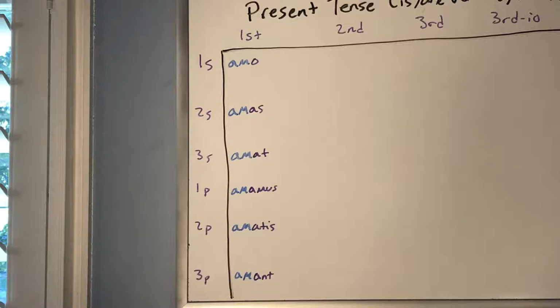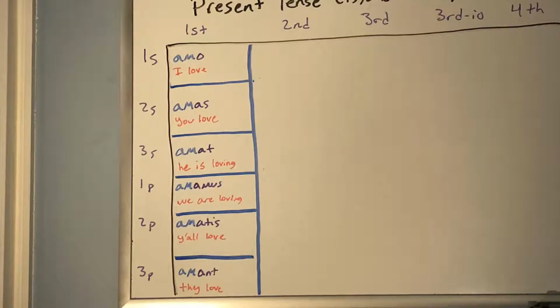These would be translated presently, which, as a reminder, is the verb or is/are verbing. I switch up between the two just to show that they are acceptable. So, amo would be I love, then you love, then he is loving, then we are loving, y'all love, and they love. Arguably, my favorite thing about Latin is that whenever you're working with the second person plural, you can say y'all. That's what I like about Latin, among other things.